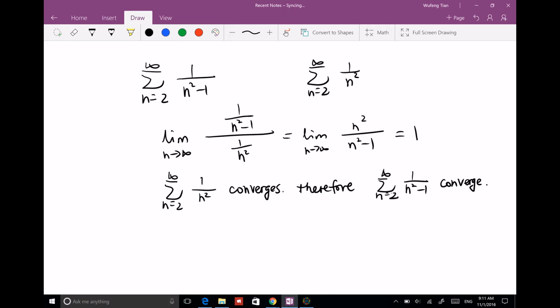All right. Let's look at another example. The sum from n equals 1 to infinity of n over n squared plus 1. All right, I'll give you 20 seconds to try this by yourself.